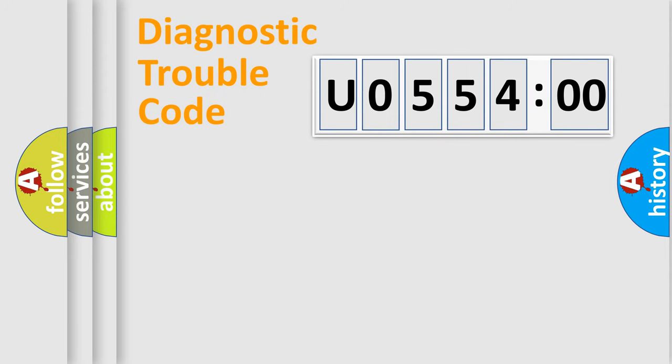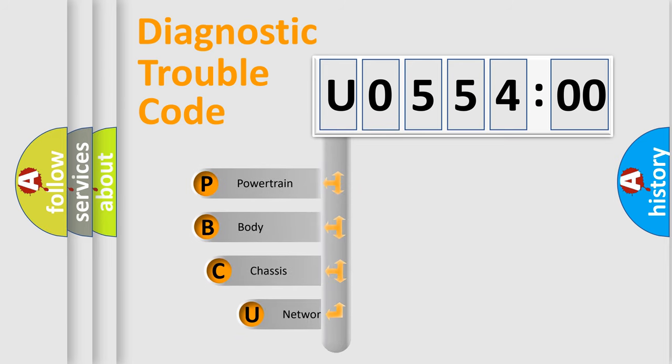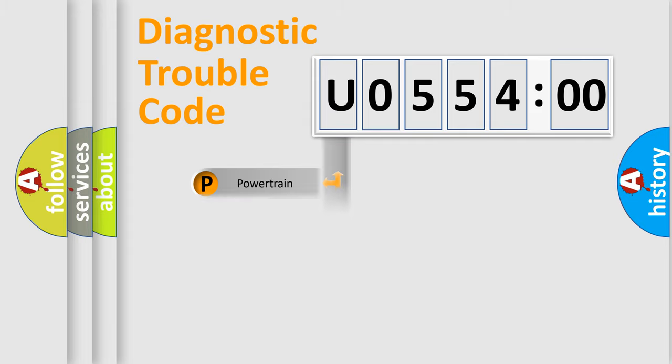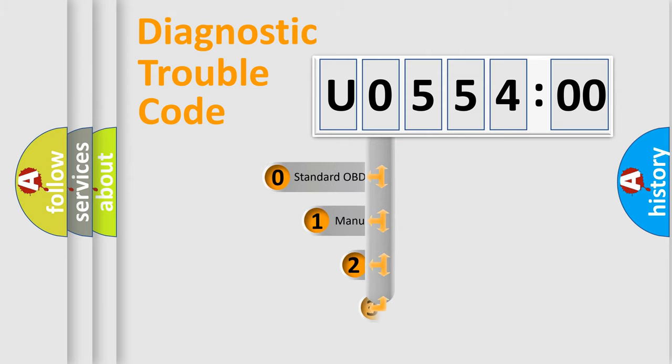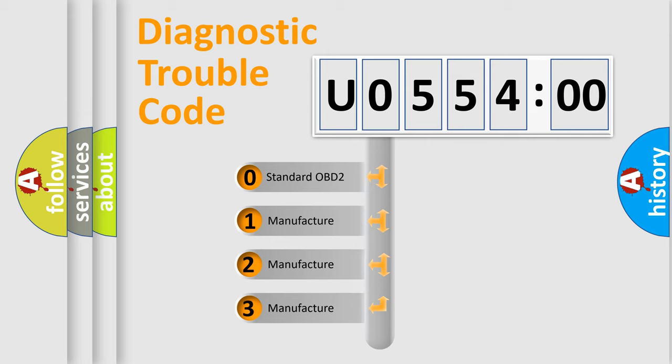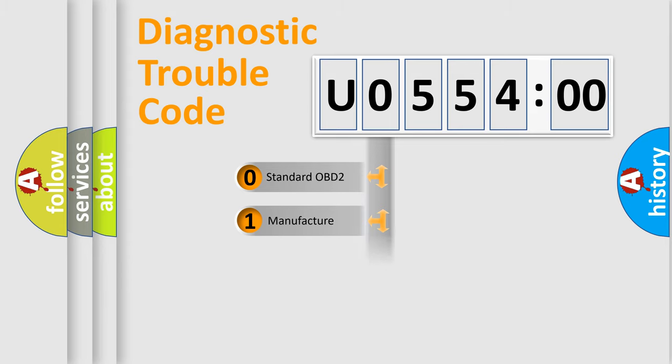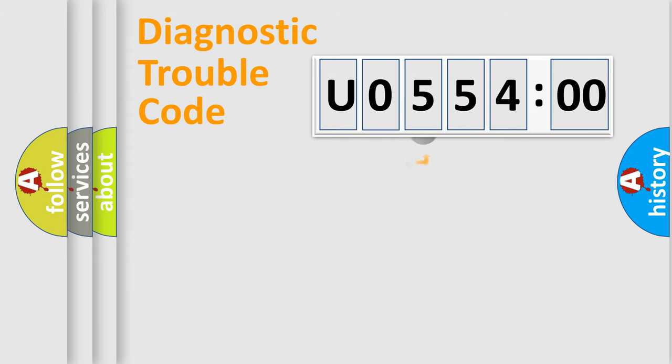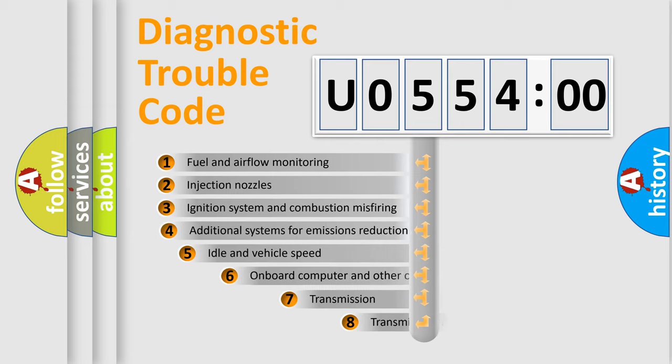Let's do this. First, let's look at the history of diagnostic fault code composition according to the OBD2 protocol, which is unified for all automakers since 2000. We divide the electric system of the automobile into the four basic units: powertrain, body, chassis, network. This distribution is defined in the first character code. If the second character is expressed as zero, it is a standardized error. In the case of numbers 1, 2, 3, it is a more prestigious expression of the car-specific error.